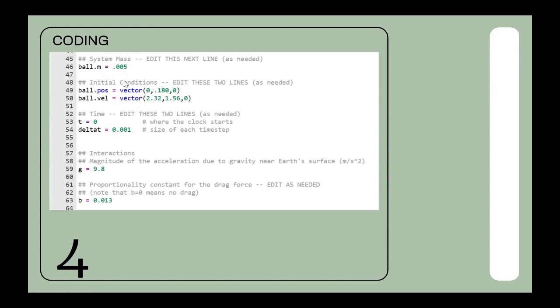The mass is 0.005 kilograms, which is equivalent to 5 grams. And then some of those initial conditions, as I was mentioning earlier, the ball position, we use 0.1800 meters. So like I said, the tracker did say that it started at 0.18 meters.